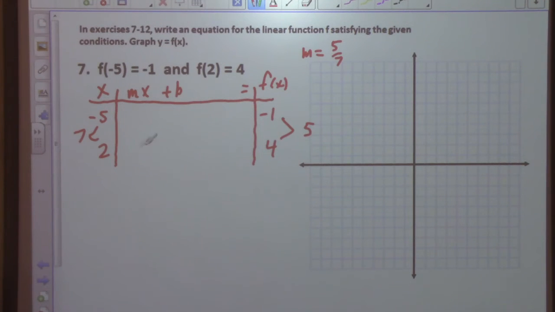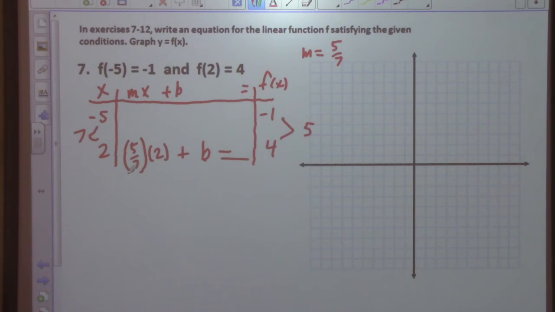So which of these points would you want to use? The bottom one probably. Why, Hannah? Why'd you use the bottom one? They're both positive, so it'd be easier. Yeah, the arithmetic might be a little easier. You could do that. So we want to put m, and we calculated m is 5/7, right? And x is 2, plus b is equal to 4.